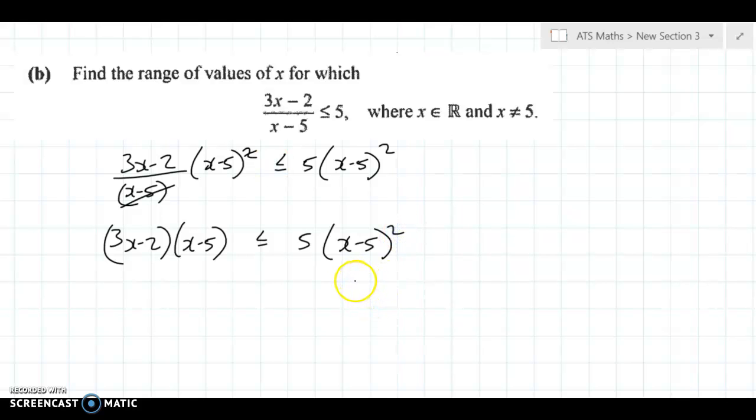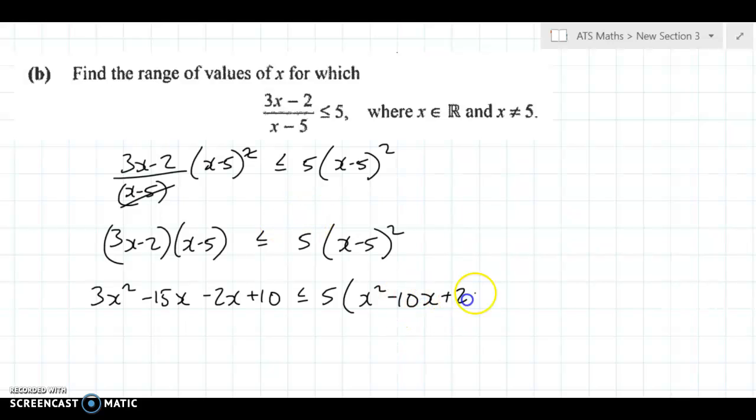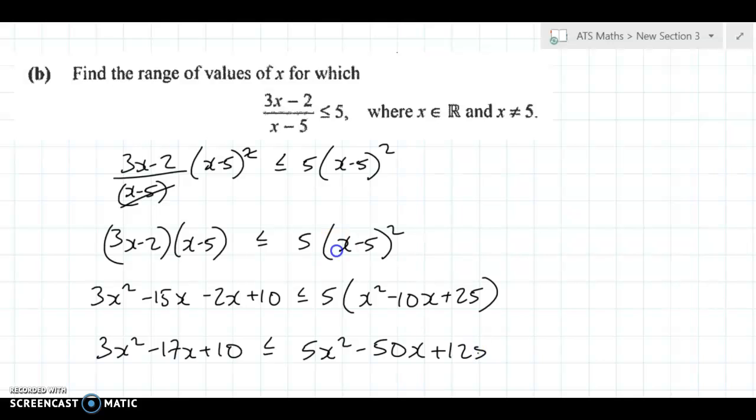And then we multiply out here, so we get 3x squared minus 15x minus 2x plus 10 is less than or equal to 5 times you'd have x squared minus 10x plus 25. So 3x squared minus 17x plus 10 is less than or equal to 5x squared minus 50x plus 125.